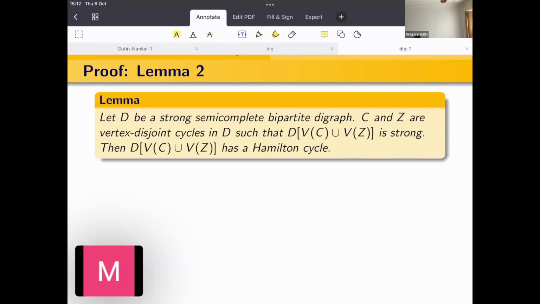Here we can use lemma two, which says that if D is a strong semi-complete bipartite digraph and C and Z are vertex disjoint cycles in D, such that the subgraph induced by the vertices of these two cycles is strong, then in this subgraph we have a Hamilton cycle. In other words, we can merge these two cycles into one cycle by mixing the vertices.